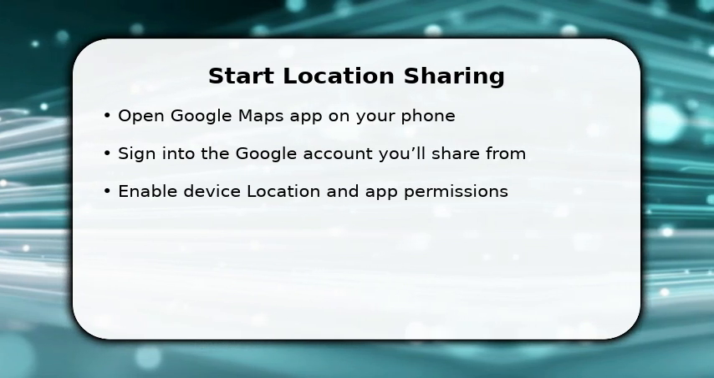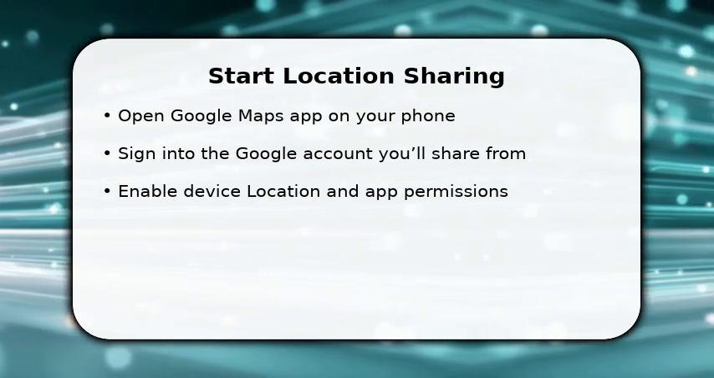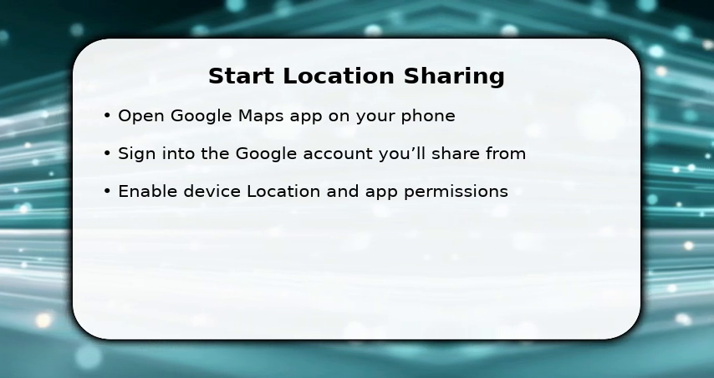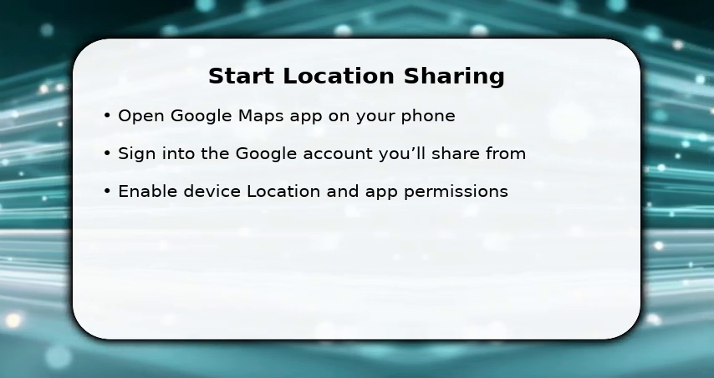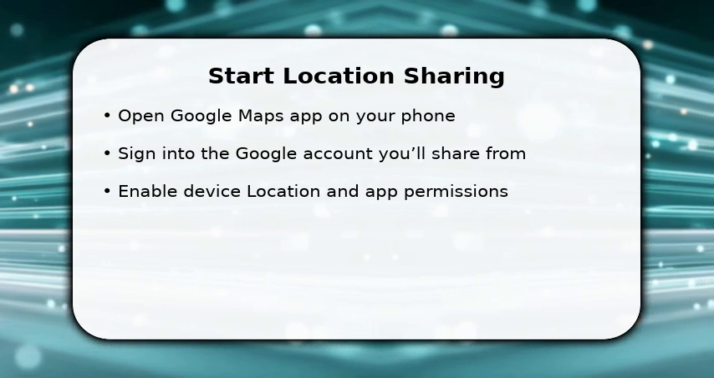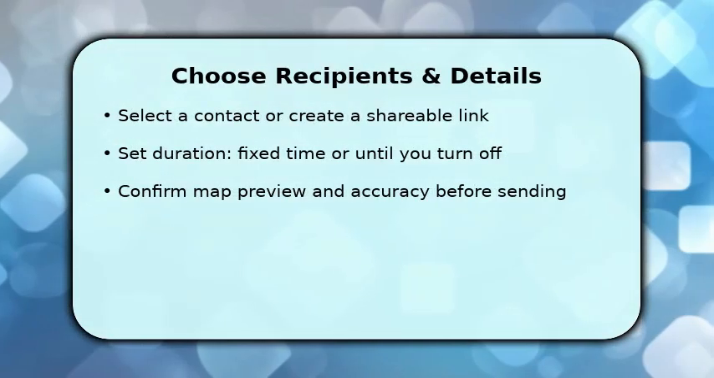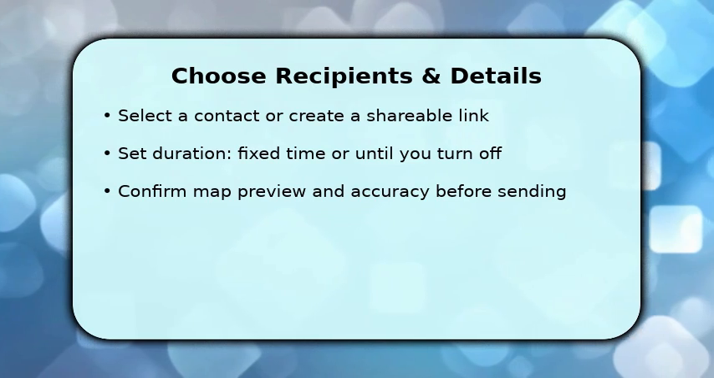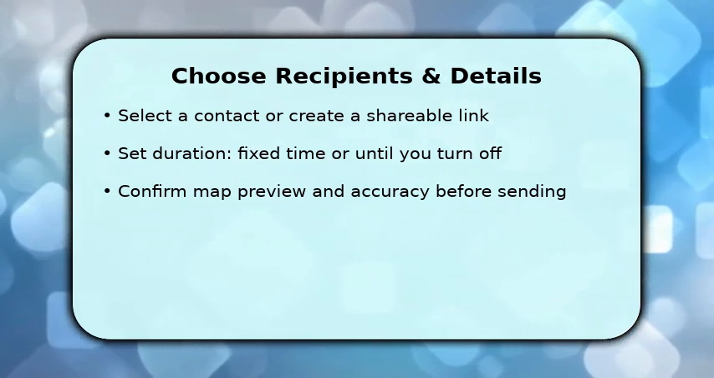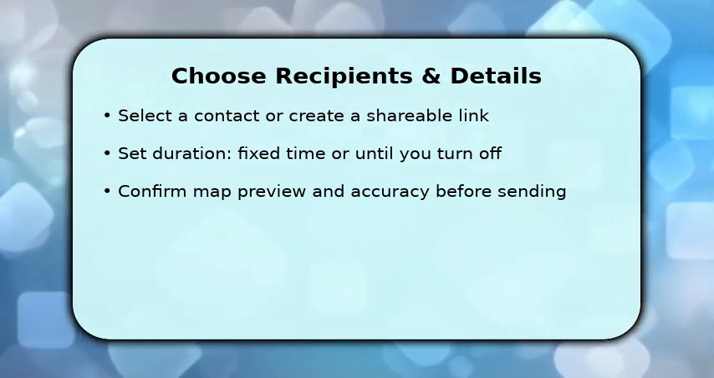You can pick a contact or create a link. Make sure battery-saving modes are off so updates stay frequent, and proceed to set the duration or until you turn it off yourself. Next, choose exactly who receives your live location and why. Pick a contact from your Google Contacts or generate a link for anyone with it.